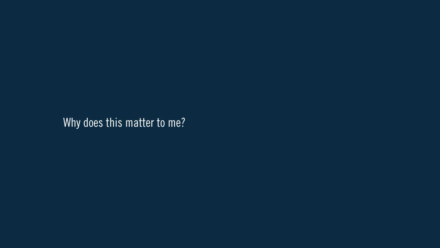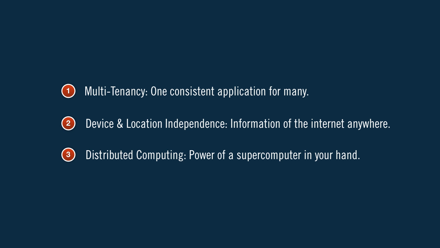The most important part of this presentation is, why does this matter to me? How does it all come together? One, multi-tenancy: one consistent application for many. Two, device and location independence: information of the internet anywhere. Three, distributed computing: power of a supercomputer in your hand.